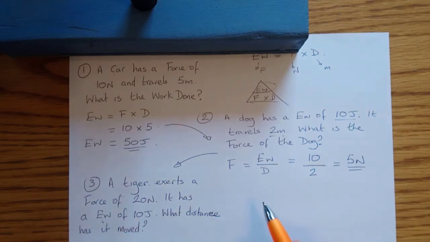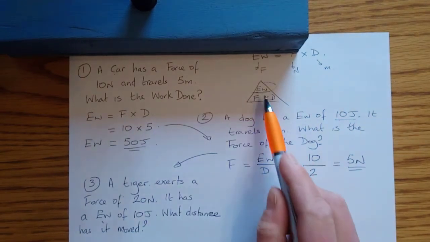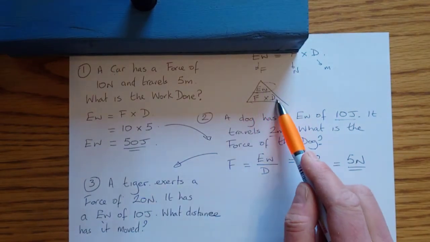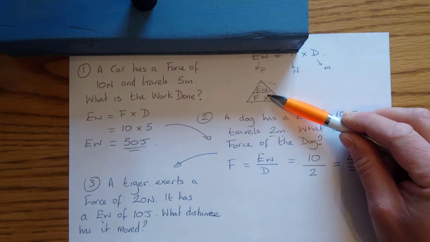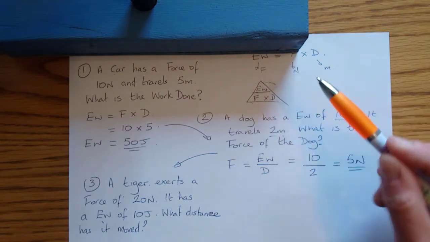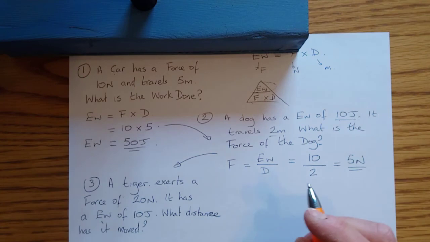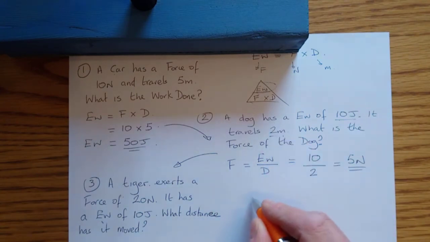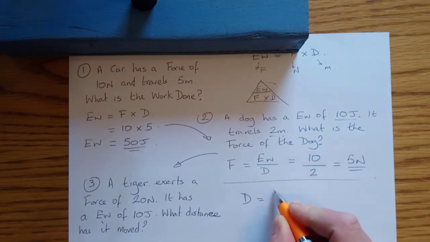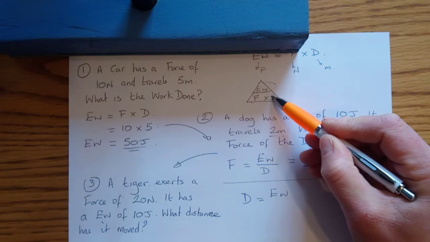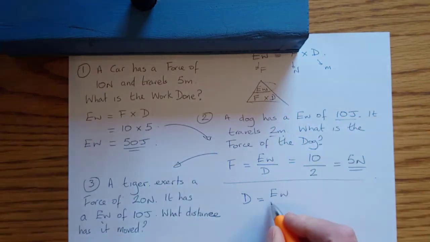Right, so the tiger exerts a force of 20 newtons. We've got work energy. We're looking for a distance this time, so if we manage to cover up the distance, we've got work energy divided by force. So in this instance, covering up the distance, we'll cover that there, work energy divided by the force.